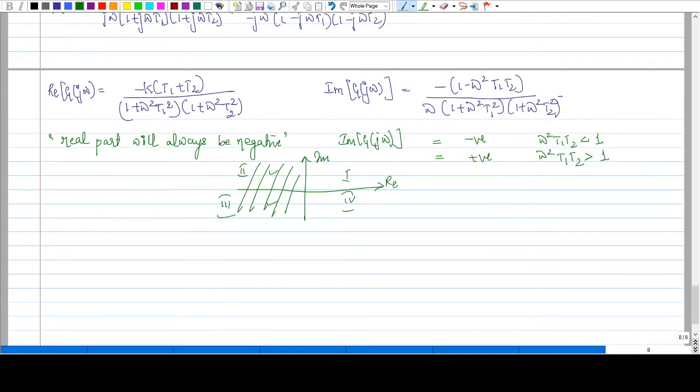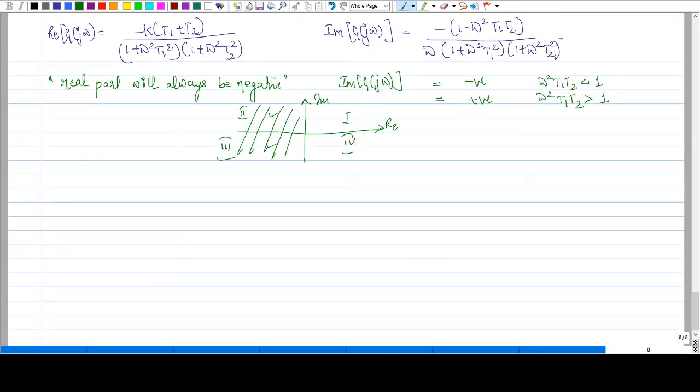Now we will tabulate the results. Omega tends to 0, omega tends to infinity. Real part of G of j omega, imaginary part of G of j omega, then magnitude of G of j omega, angle of G of j omega.